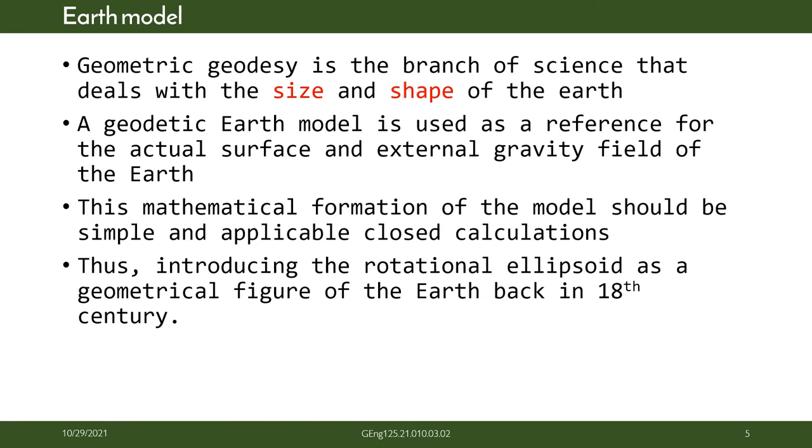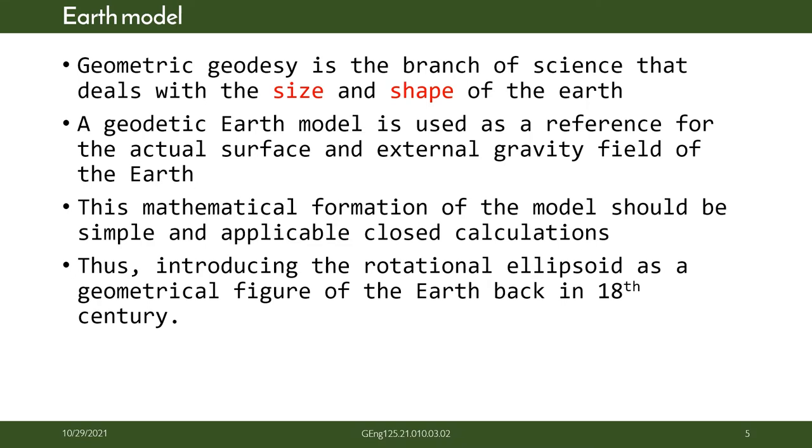Okay, so we have this Earth model. As we all know, geometric geodesy is the branch of science that deals with the size and shape of the Earth. The geodetic Earth model is used as a reference for the actual surface and external gravity field of the Earth. Thus, the mathematical formulation of the model should be simple and applicable to closed calculations, which means this model should provide a good fit to the geoid and to the gravity field, so that it allows the linearization of nonlinear geodetic problems.